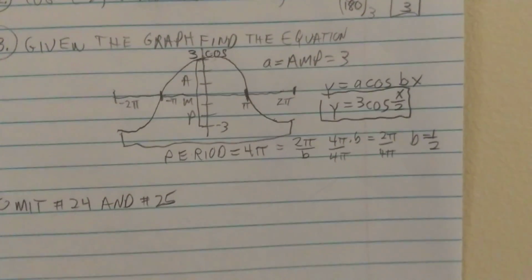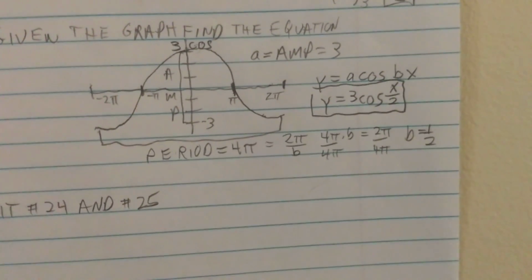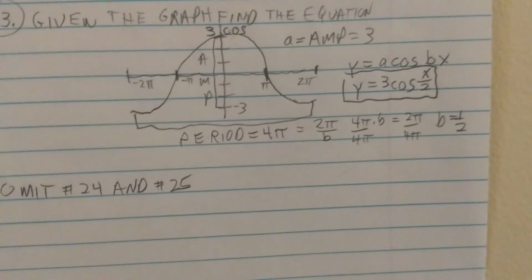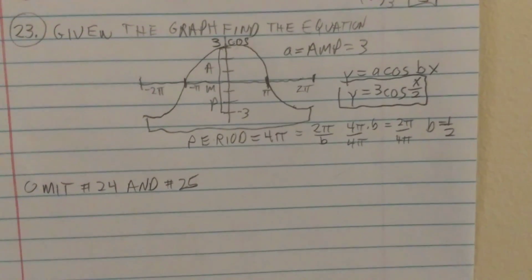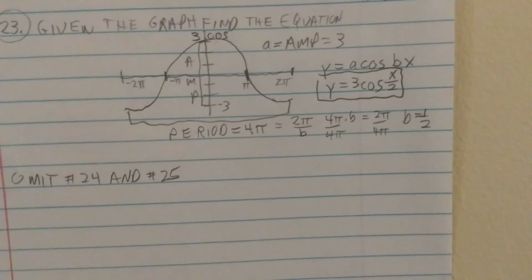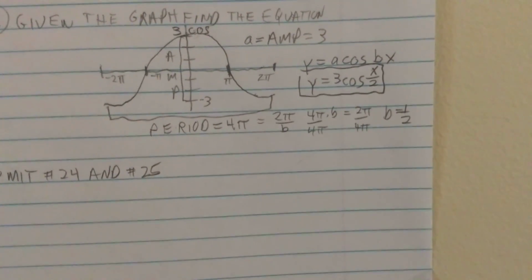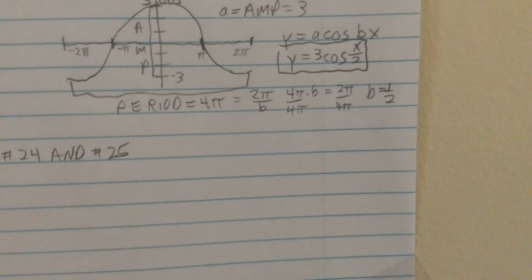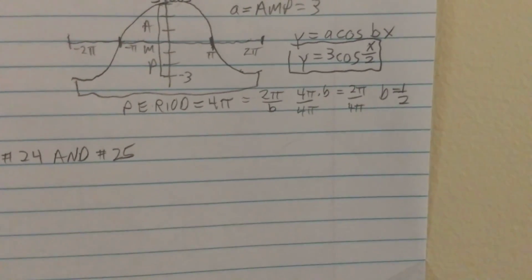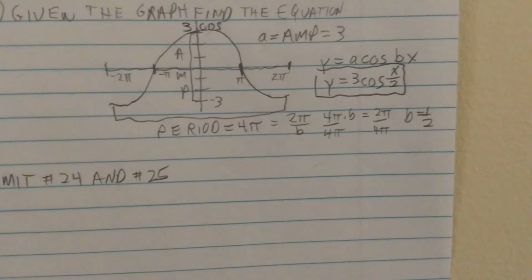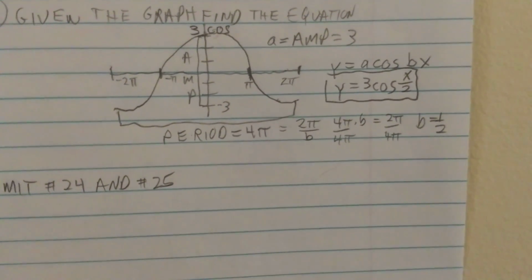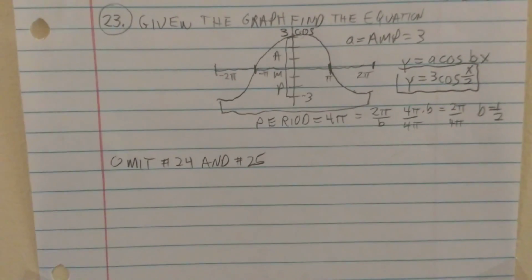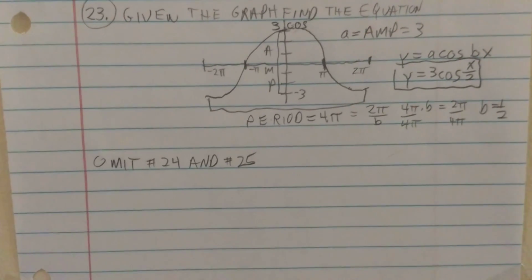Just marking it out. Now for our equation, y equals A cosine Bx, to get the B, we let the whole period, 4 pi, equal 2 pi over B, because that's how we get our B. Multiplying 4 pi by B, we get 4 pi B equals 2 pi, then we divide both sides by 4 pi and get B equals 1/2. So the equation from the graph they gave us is y equals 3 cosine of x over 2. And we can omit 24 and 25. That gets us halfway through the final exam pretest.